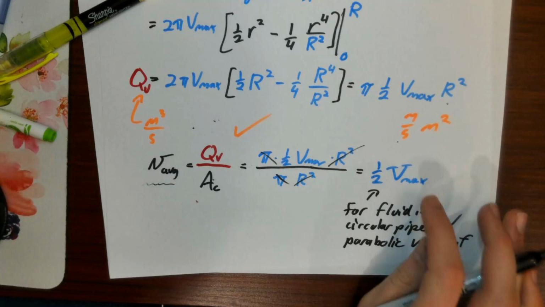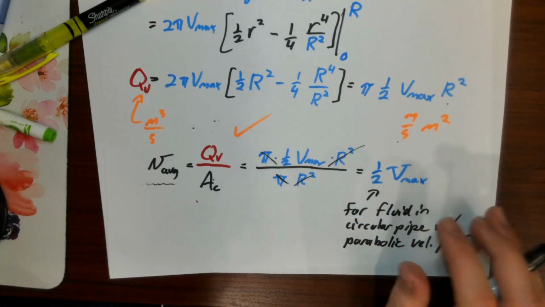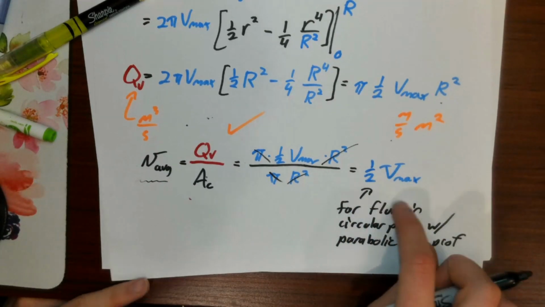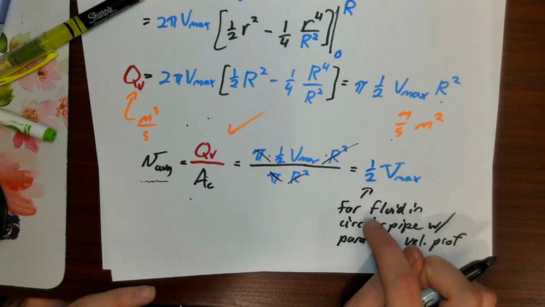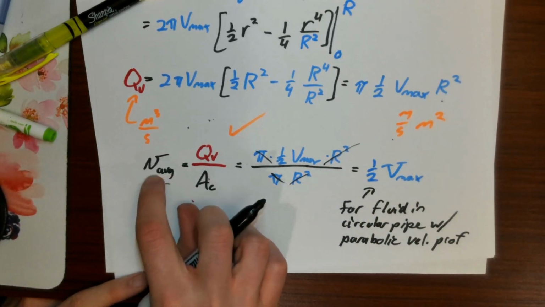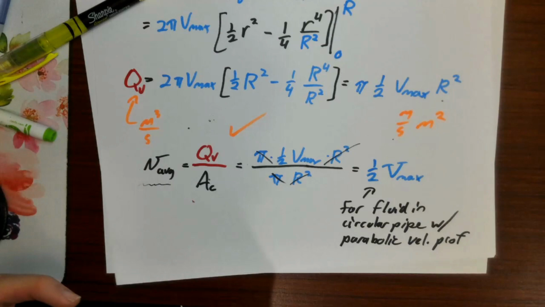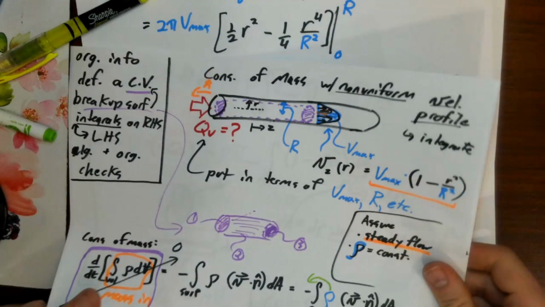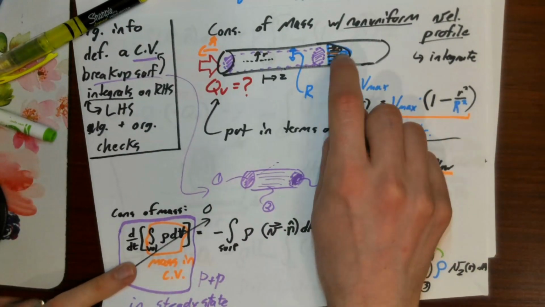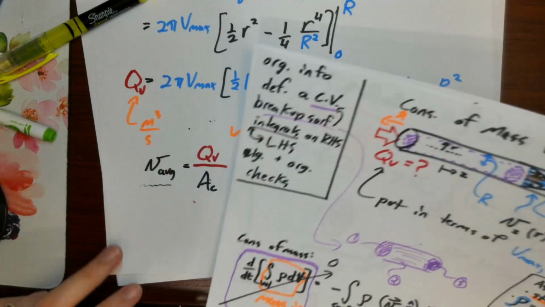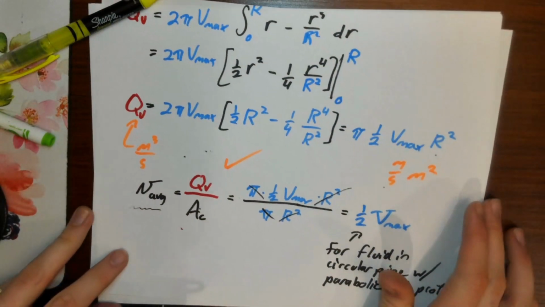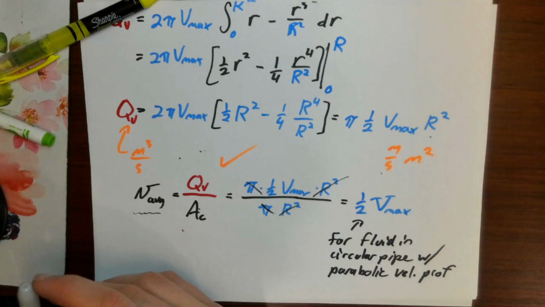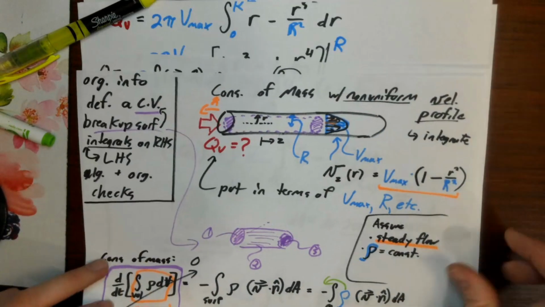So this isn't always true for every flow in every vessel, but for this particular case where we have this parabolic velocity profile, it's interesting to find out that the average velocity just happens to be 1/2 of the max velocity. And that's basically because some fluid near the edge is moving slow compared to some fluid moving fast. All right, so hopefully this was a helpful example problem for dealing with conservation of mass.